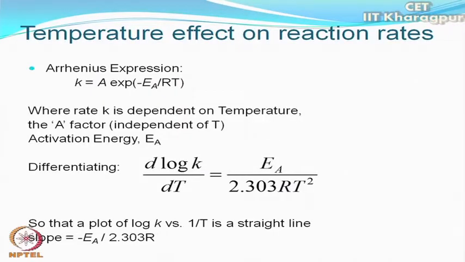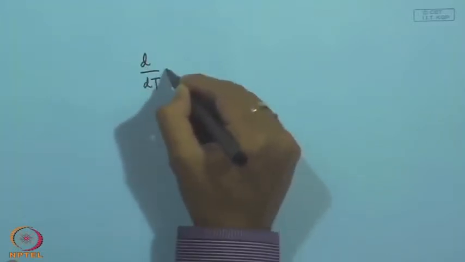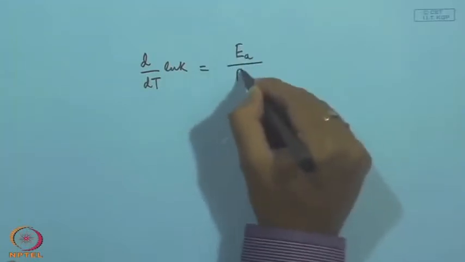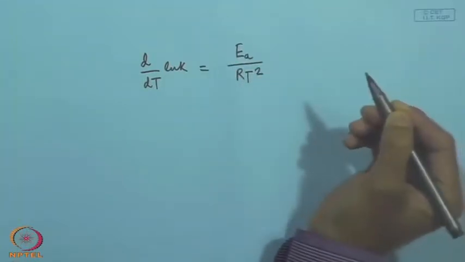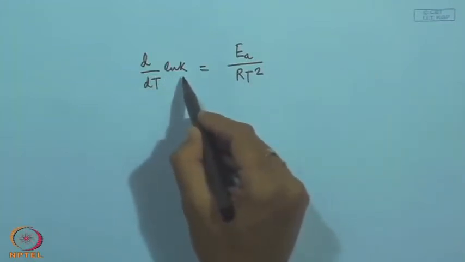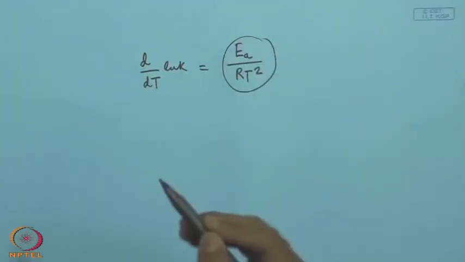Okay. Now, if we differentiate this expression, k = A exp(-E_A/RT), then it comes out to be d/dT of ln k = E_A/RT². Okay. So, if you take the logarithm of the rate constant and then take the derivative, it will give you this quantity.